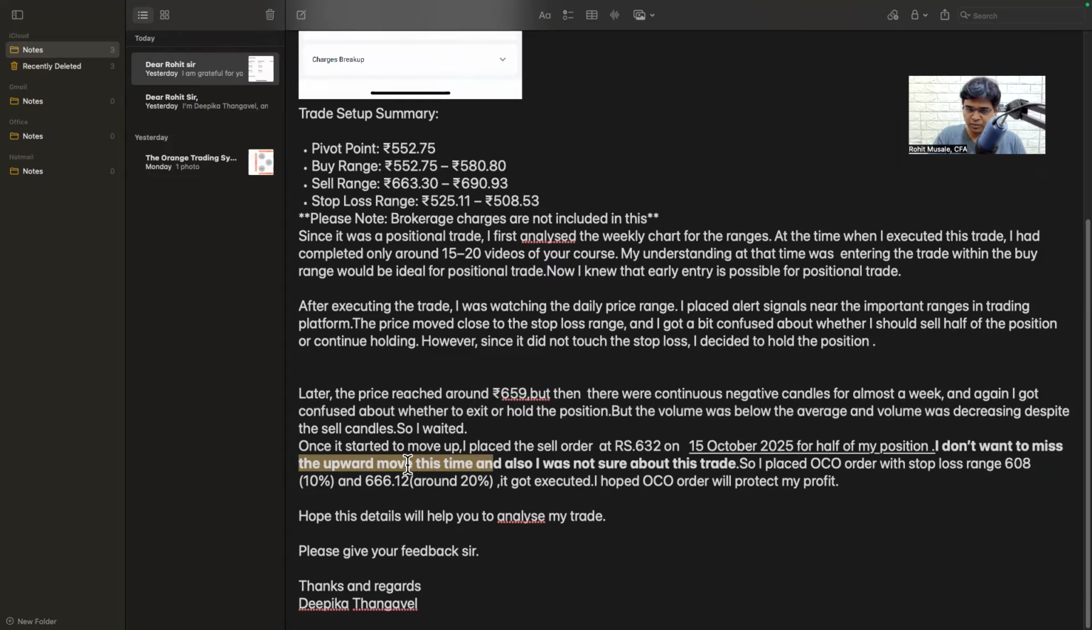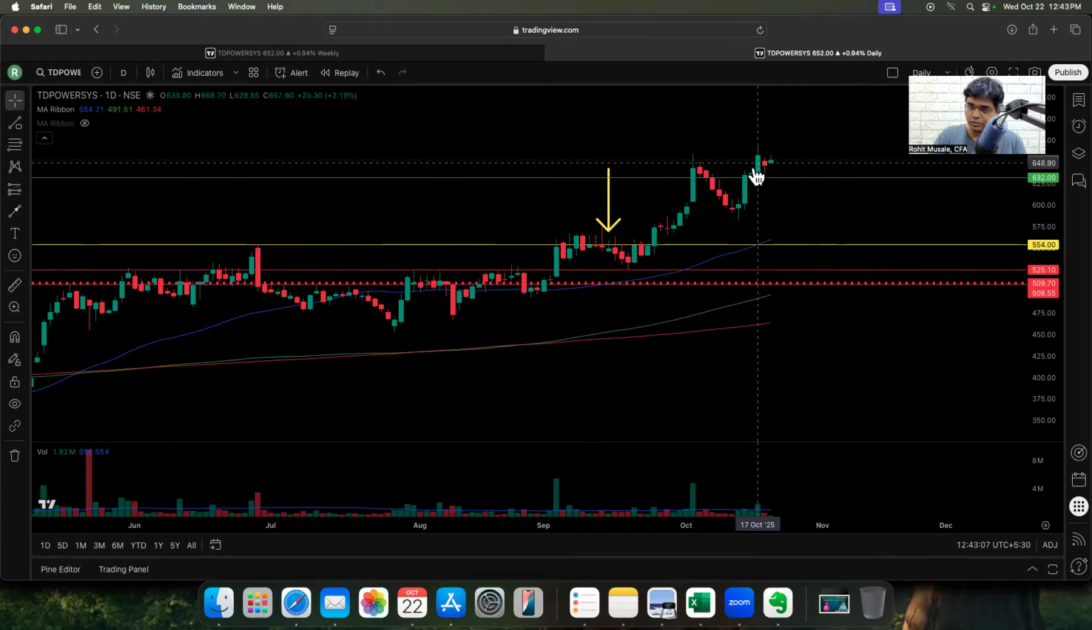I don't want to miss this upward move this time, and also I was not sure about this trade. So now she is becoming unsure of the trade because the stock has given her emotional pain during that 1 month. Twice she has experienced emotional pain. So it's very difficult to handle profit. Forget handling stop loss. Handling profit itself is very difficult. So I placed OCO order with stop loss range 608, 10% and 666.12, 20%. So now she does something very different. So you see the confusion here.